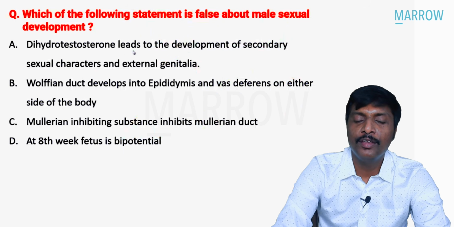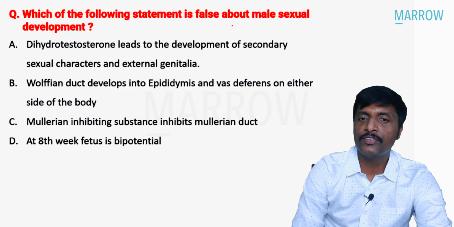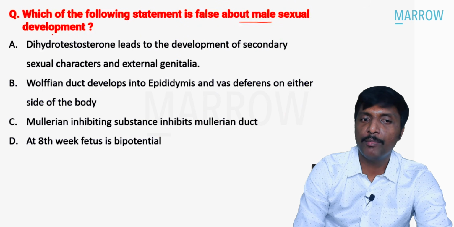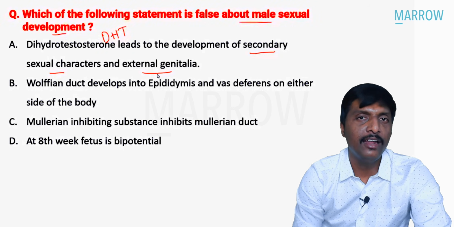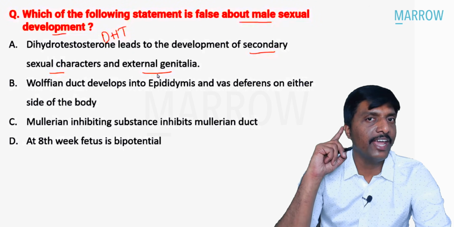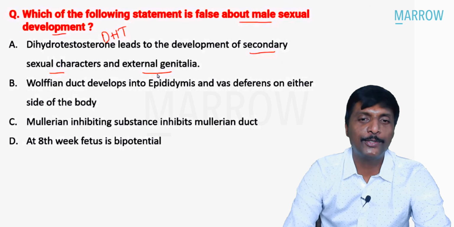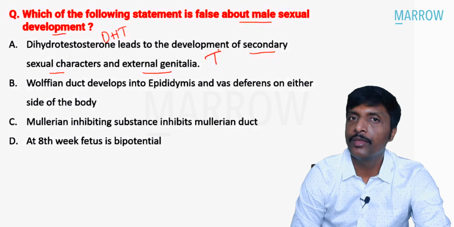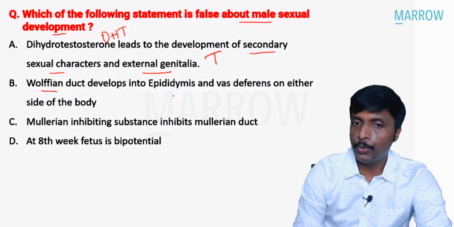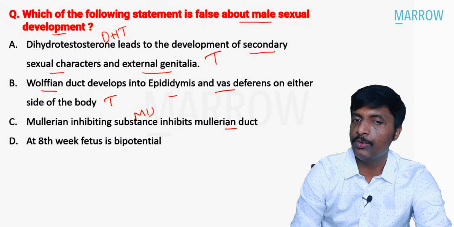Next question. Which of the following statement is false about male sexual development? Dihydrotestosterone leads to development of secondary sexual characters and external genitalia. Dihydrotestosterone for external genitalia, testosterone for internal genitalia. So this is a true statement. Wolffian duct develops into epididymis and vas deferens. True statement. Mullerian inhibitory substance inhibits Mullerian duct.